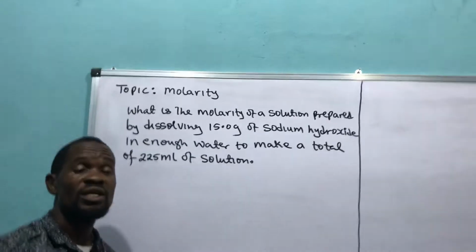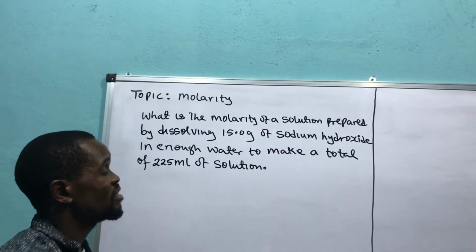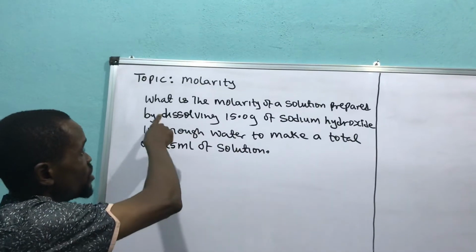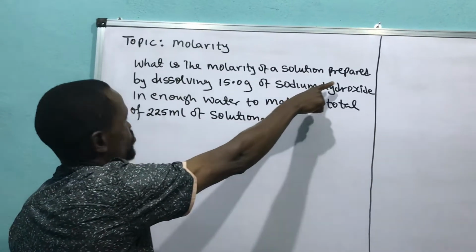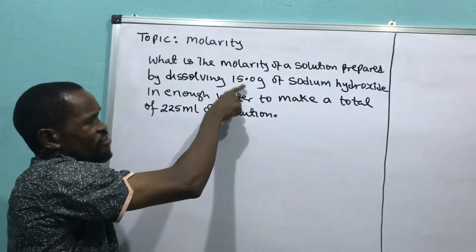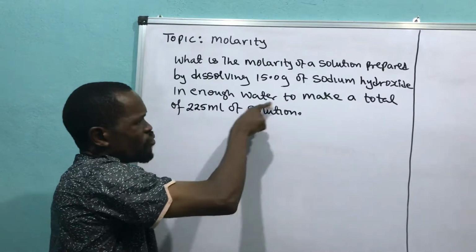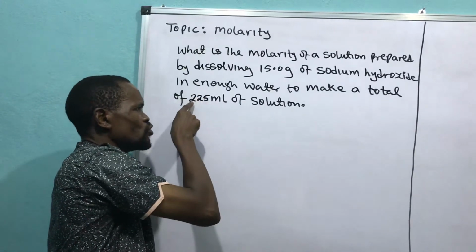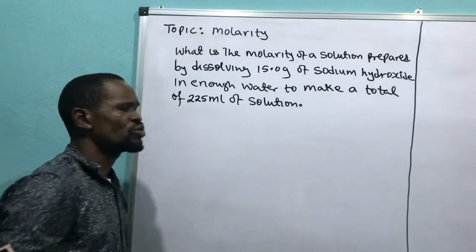Welcome to today's lesson. The topic is molarity. What we are trying to do today is molarity, and we are looking at the question which says: what is the molarity of a solution prepared by dissolving 15 grams of sodium hydroxide in enough water to make a total of 225 milliliters of solution? That is the question given to us to handle.